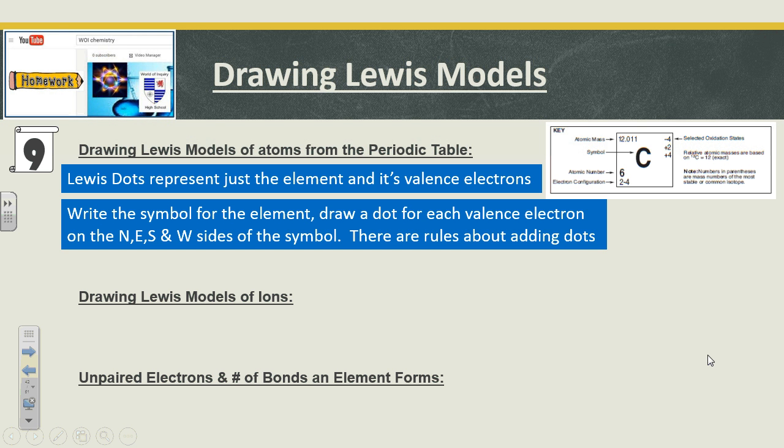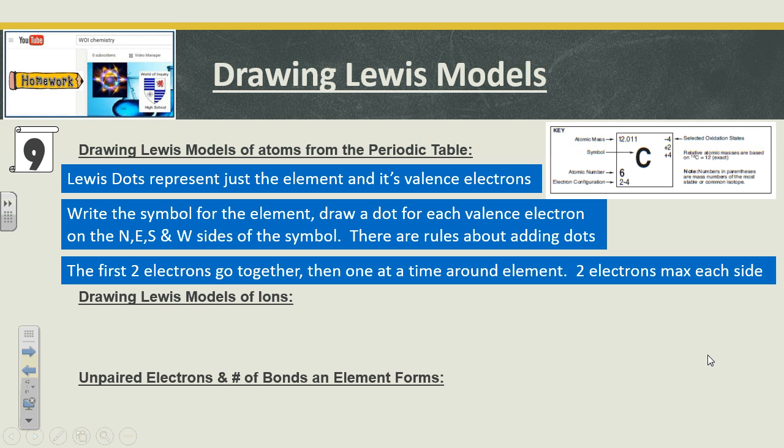So to put it out in writing, I write the symbol for the element that I'm about to do, and then I draw one dot for each valence electron. I use the north, east, south, and west sides of the symbol to put those, and there are rules about adding the dots that we're going to do now. The rules are, first two electrons go together, then I put one at a time around the bus. Okay, you'll hear me say that a lot.